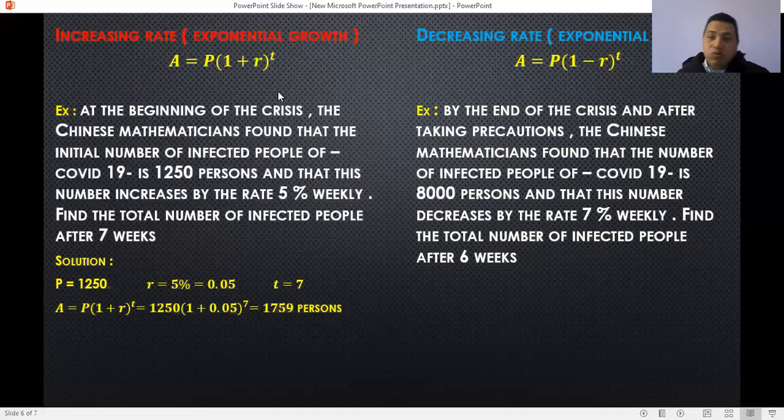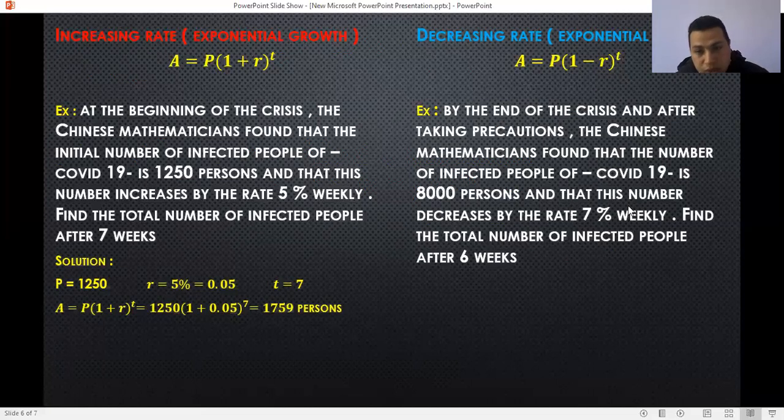Then if I compare the numbers here with the formula and plug these values into this formula, the initial value is 8,000 infected people by the end of the crisis. And the decreasing rate is 0.7%, which is equal to 0.007. And he wants to find the total number of infected people after 6 weeks.